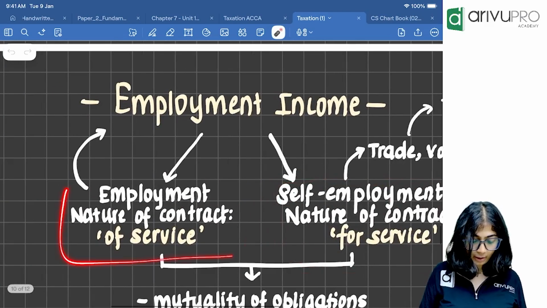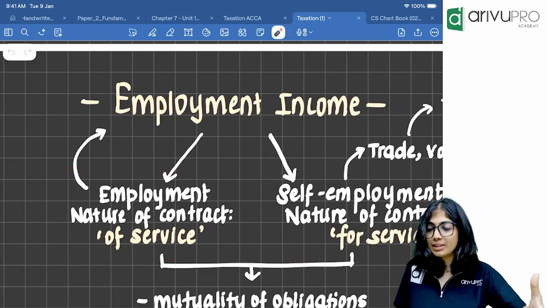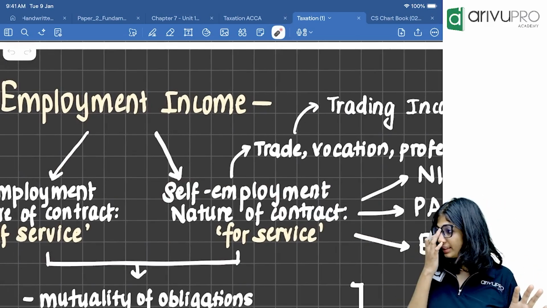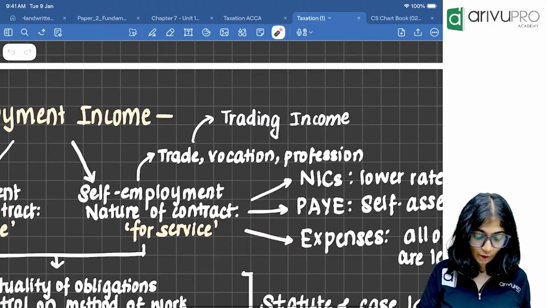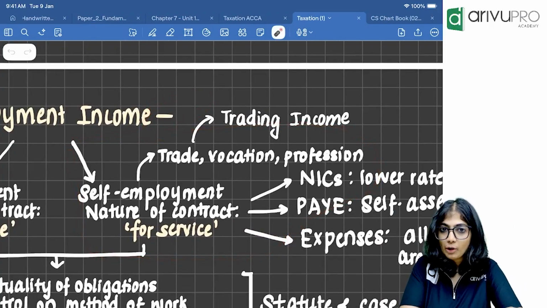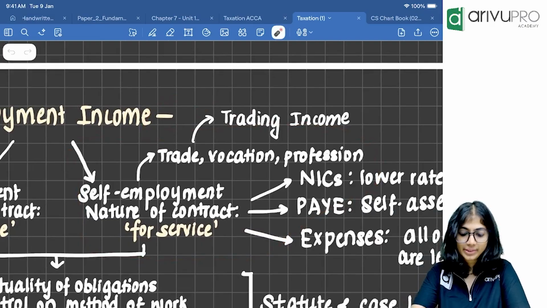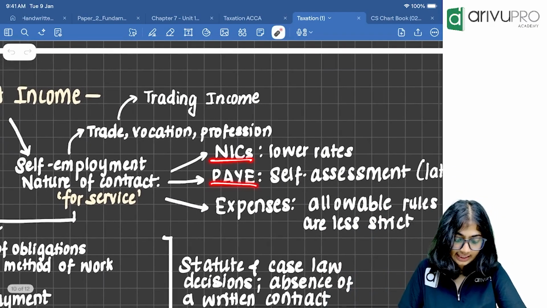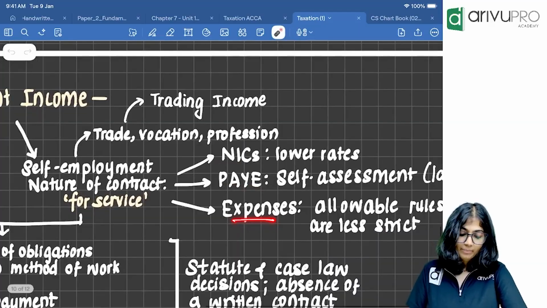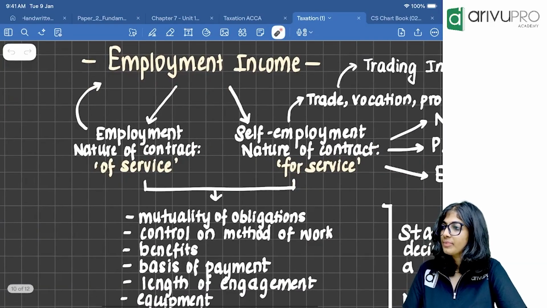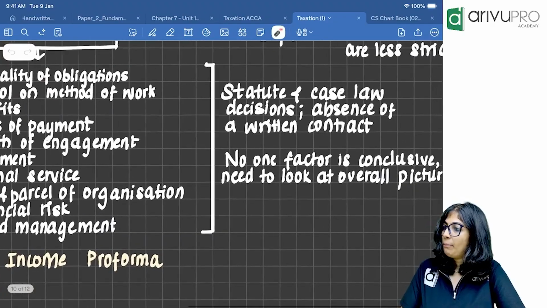But employment is when you are hired by someone. Simple difference. All of this will come under trading income under self-employment, which we will learn in a different chapter. The reason why this difference is important is because NICs, PAYE and other expenses have different rules that we have to look at later. But in this chapter, we'll be looking at employment income.